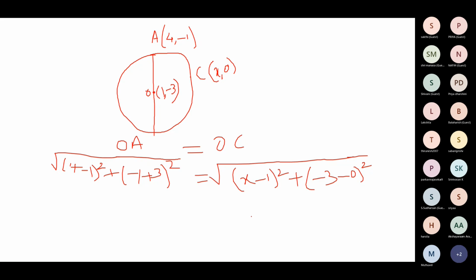Solve and what are the values, children? 3 comma minus 1, correct? 3 comma minus 1. Any doubt? Yes, ma'am.